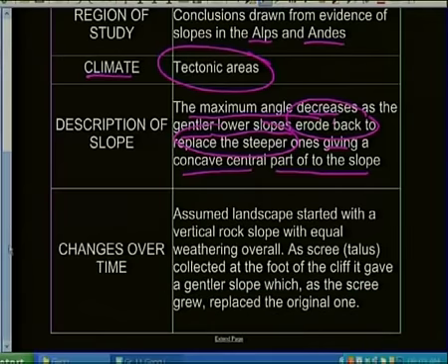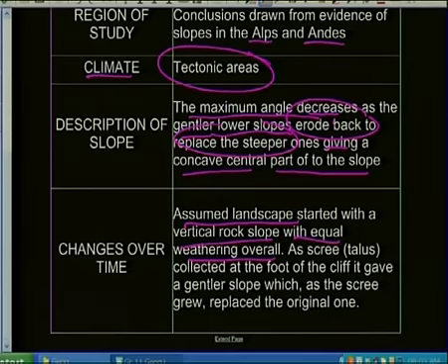Let's look at his changes over time. He assumed that the landscape started with a vertical rock slope. A vertical rock slope is our cliff, with equal weathering overall. As scree collected, which is your Chalice slope, at the foot of the cliff, it gave a gentler slope, which as the scree slope grew, replaced the original one. Here he looks specifically at the accumulation of material along the talus as well as the pediment and describes these slopes accordingly.